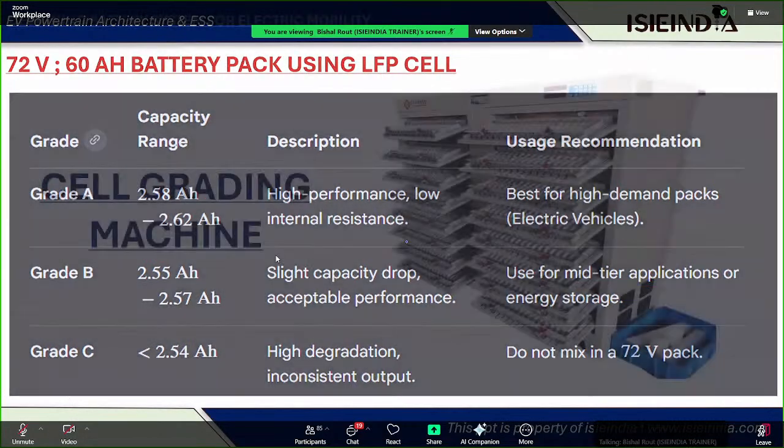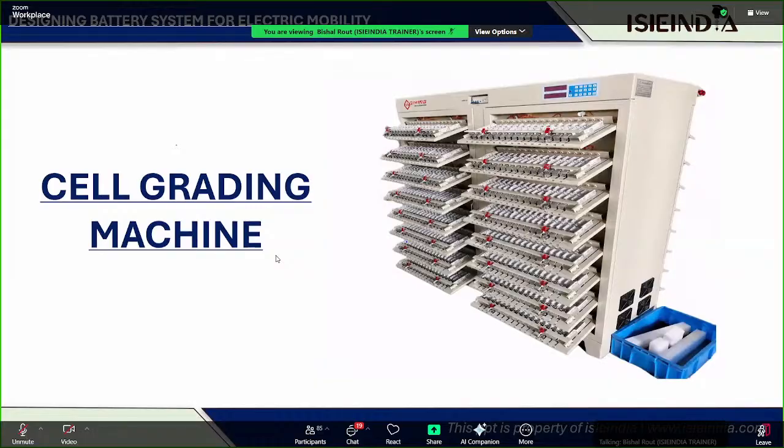Fine. Let's move forward. So this is a cell grading machine, guys. This is an industrial grade cell grading machine. You can see these are the channels which are placed here. Right? This is where the cells are actually placed, and there is a system where the parameters have already been coded. Based on that, it will charge and discharge the cell. Then based on that, the capacity will be showcased.